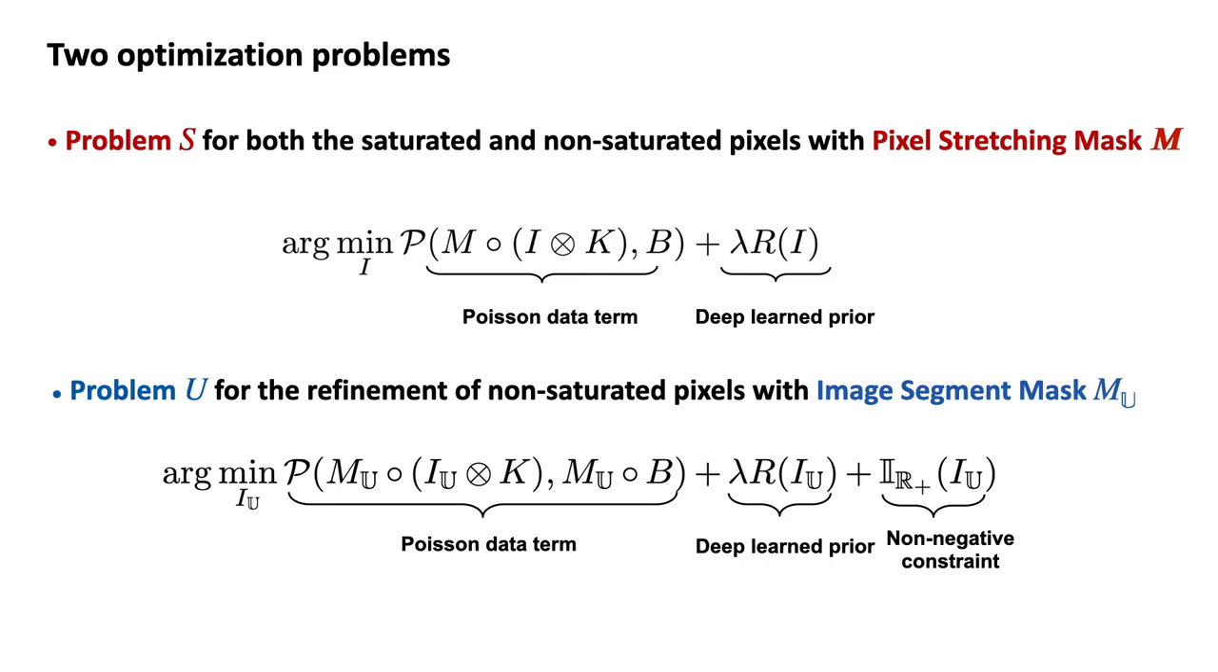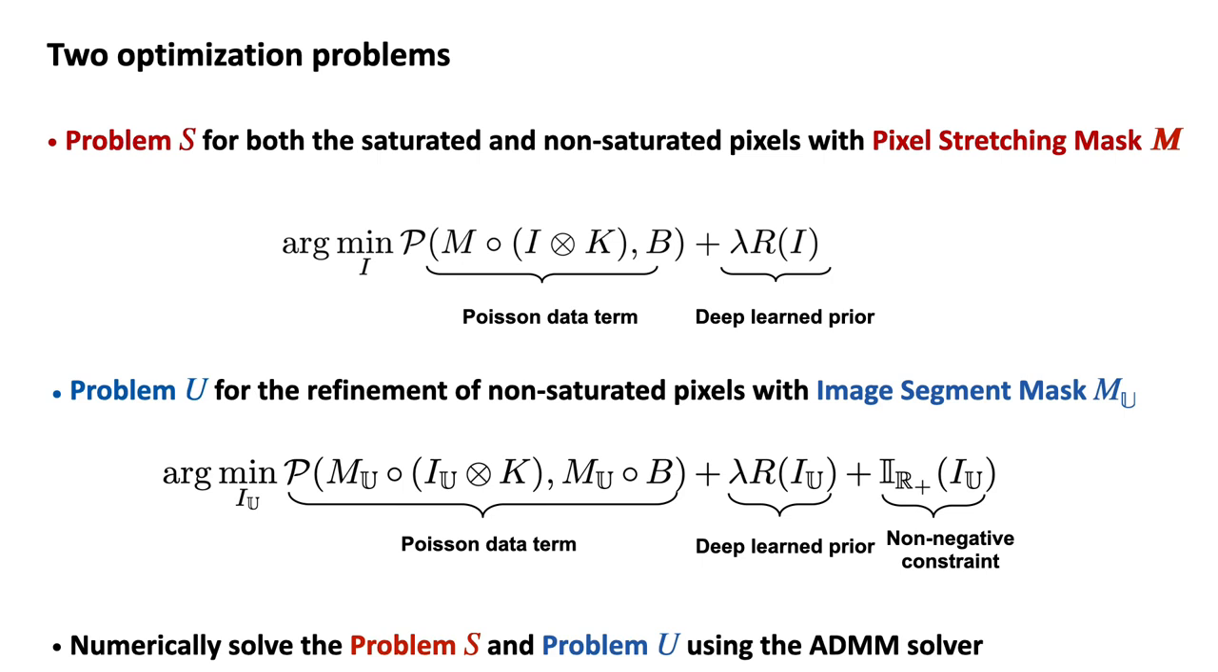The first term is also a Poisson data term that focuses on the similarity of the non-saturation region, and the second term is also a deblurring prior. Different from problem S, the segment mask is a binary mask, so we add a non-negative constraint for logarithmic singularity. After designing two problems, we numerically solve them using the ADMM solver. More mathematical details can be found in our paper.